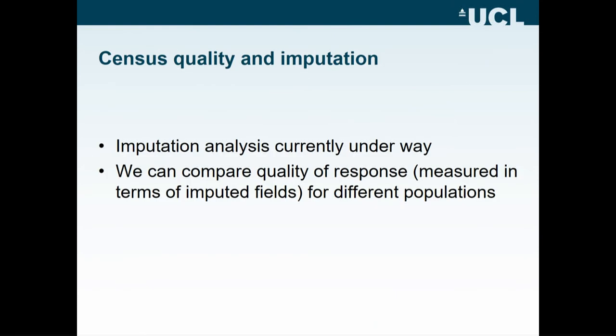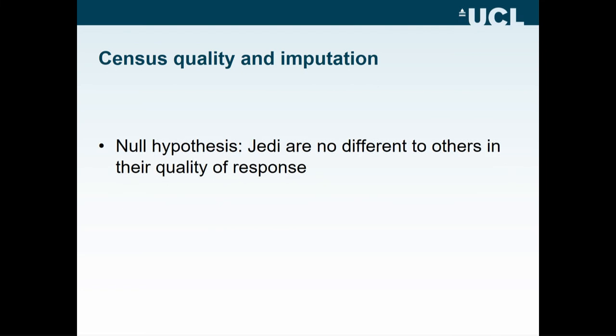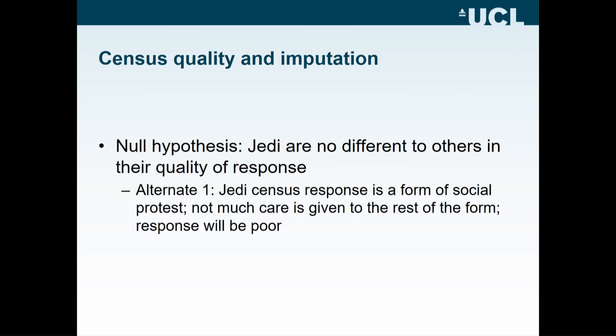One of the things we're currently looking at is analysis of imputation. Do people give the same quality of response in the rest of their census form for different groups of people? And we're starting with a hypothesis: Jedi are no different to anyone else. There's a couple of alternate hypotheses. First, that the Jedi census phenomenon is a form of social protest. You complete your census form solely in order to write Jedi in, and the rest of the form you don't pay much attention to, and therefore your response might be poor.